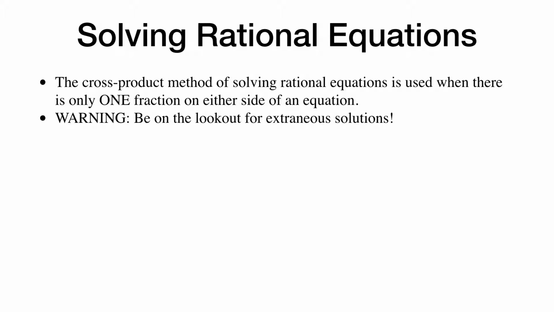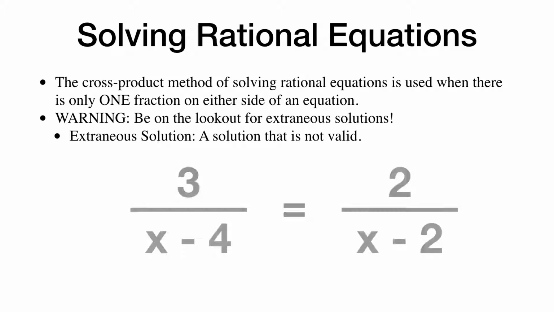Now, quick word of warning. Be on the lookout for what we call extraneous solutions. Extraneous solutions are just solutions that aren't valid. So remember how we've been finding all those zeros in the denominator? If one of those zeros in the denominator is the answer we get at the end, that means our answer was extraneous.